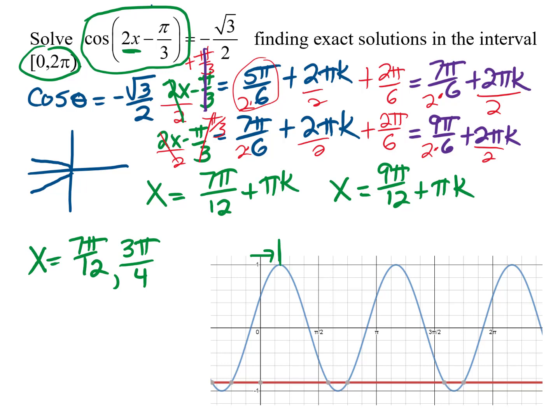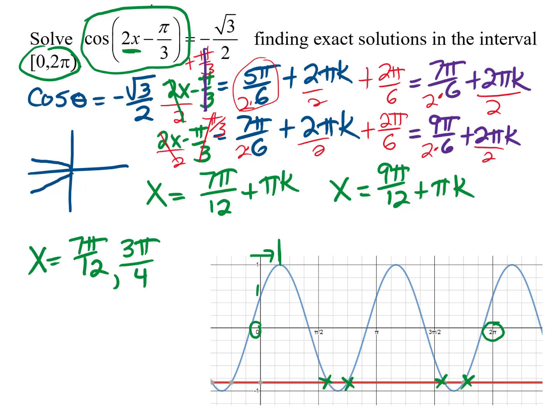And so by the time you get over to 2 pi, which is right here, between 0 and 2 pi, this red line is down at negative square root 3 over 2, and you can see that there are 1, 2, 3, 4 solutions. That's how many I would expect if the period is pi, because it would do 2 cycles by the time it got to 2 pi, and I get 2 solutions for each of those cycles. So I need to get 2 more answers.